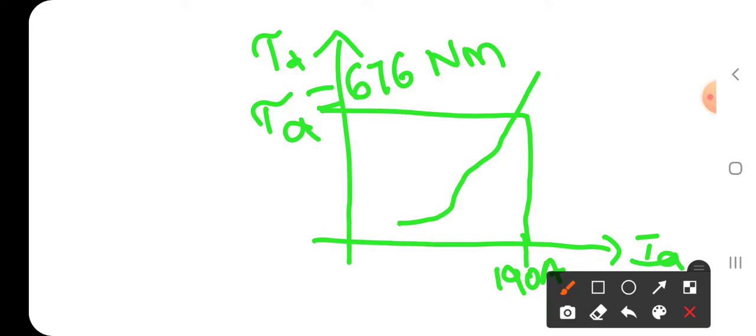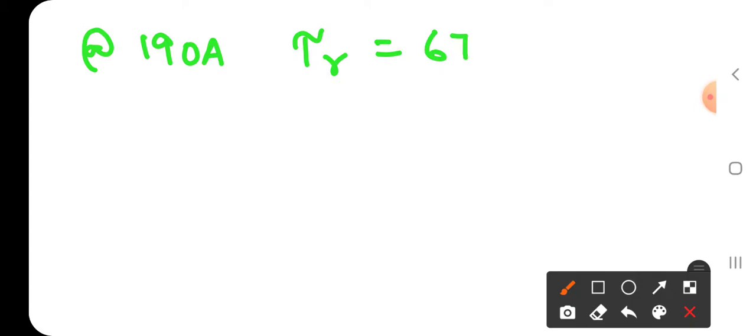Therefore, at 190 amps, that is the rated current, the rated torque is 676 Newton meters. Now what is the torque of the motor? The torque of the motor is equal to half of the rated torque.